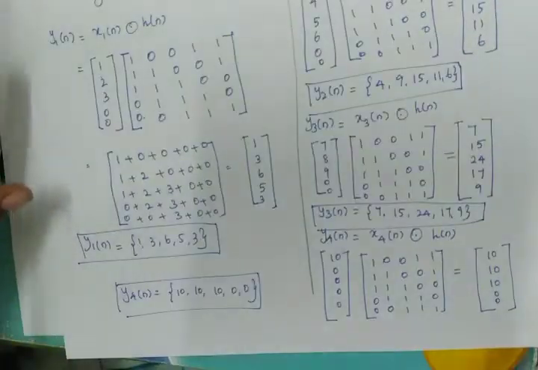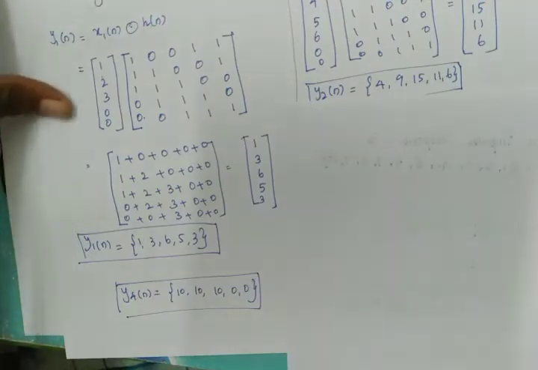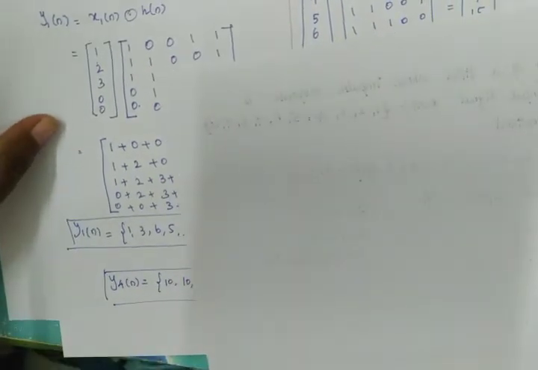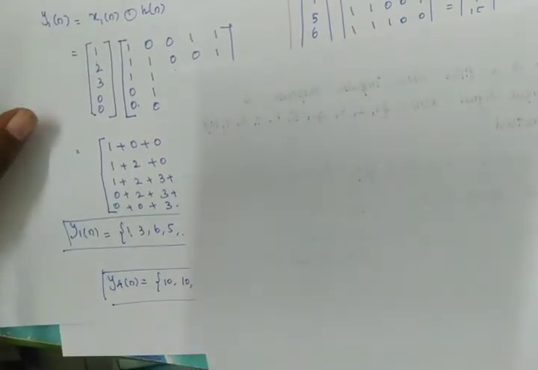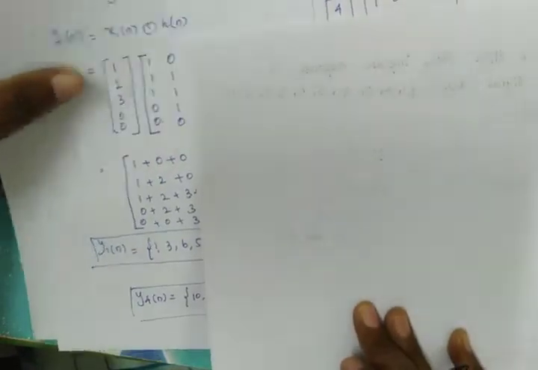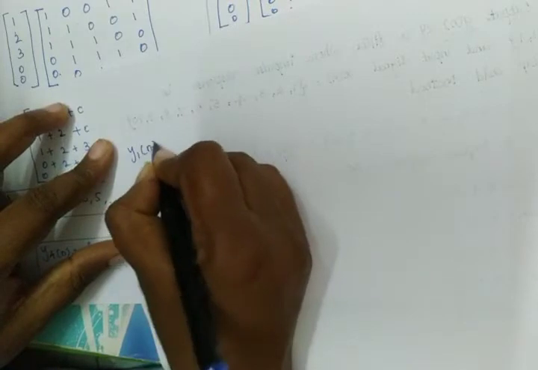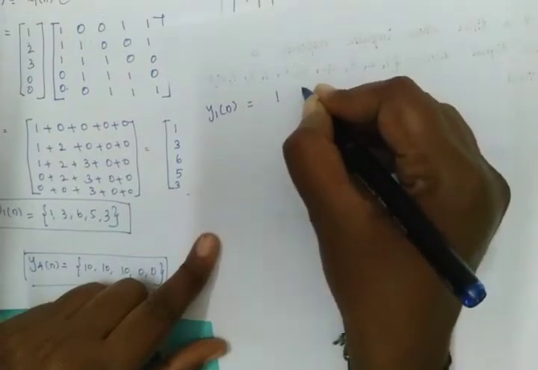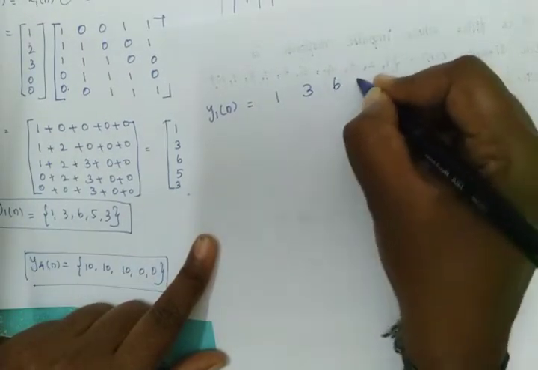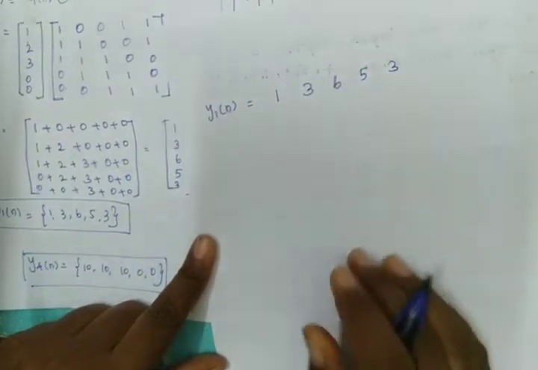Now what we have to do is write this in order to find the final convolution, that is the final answer y of n. So how can we write that? What is the answer for y1 of n? y1 of n is equal to 1, 3, 6, 5, 3.